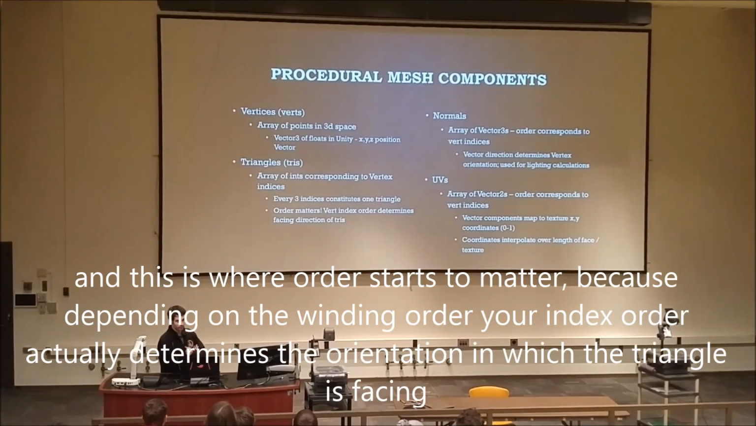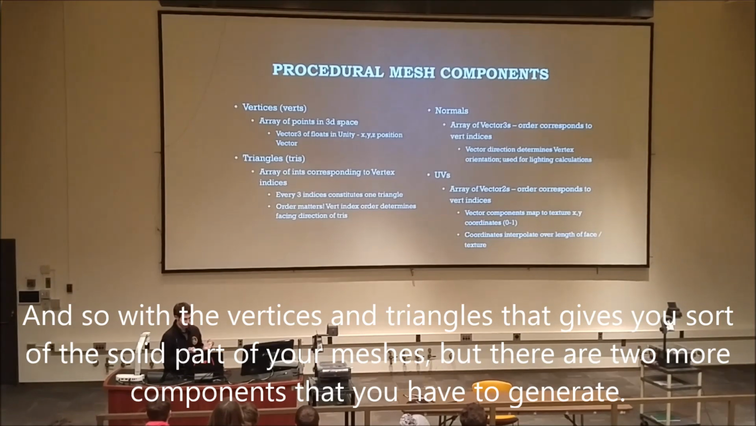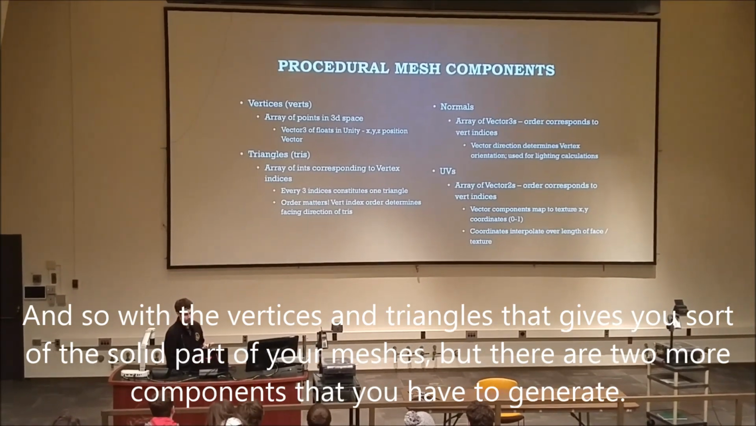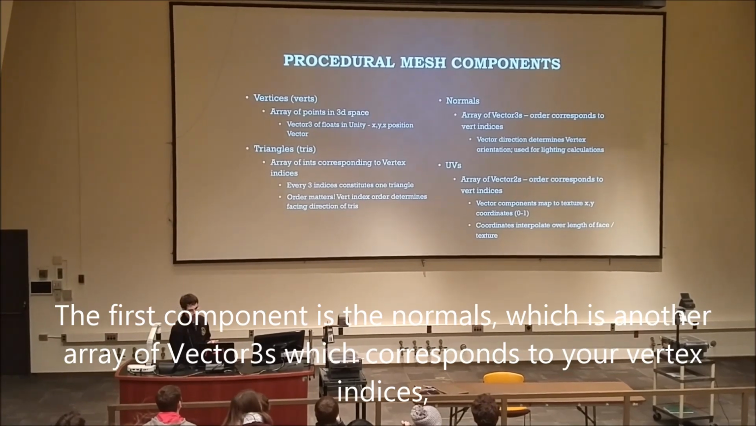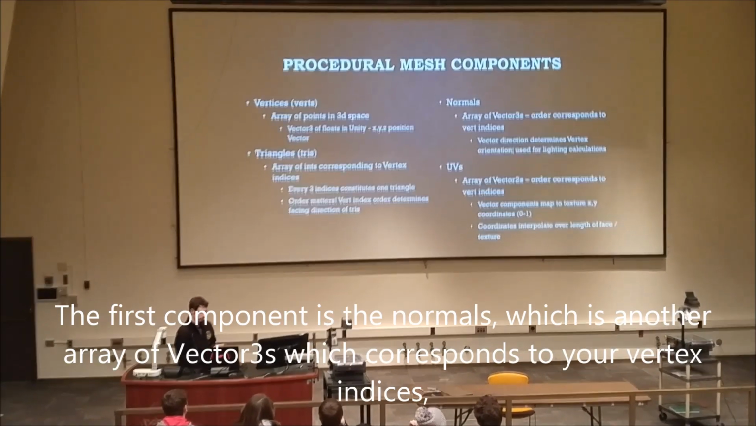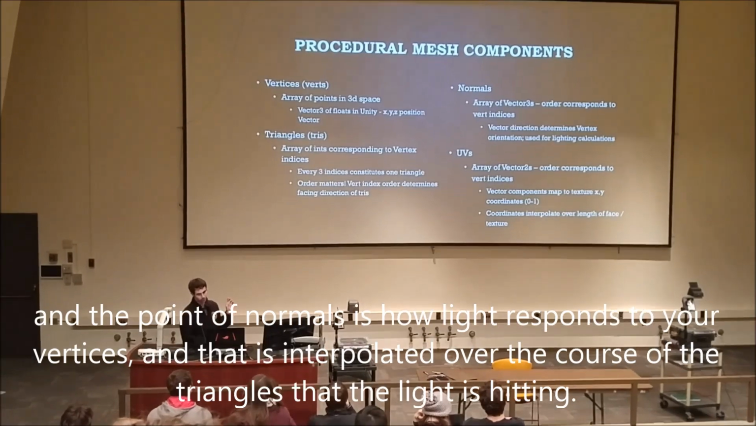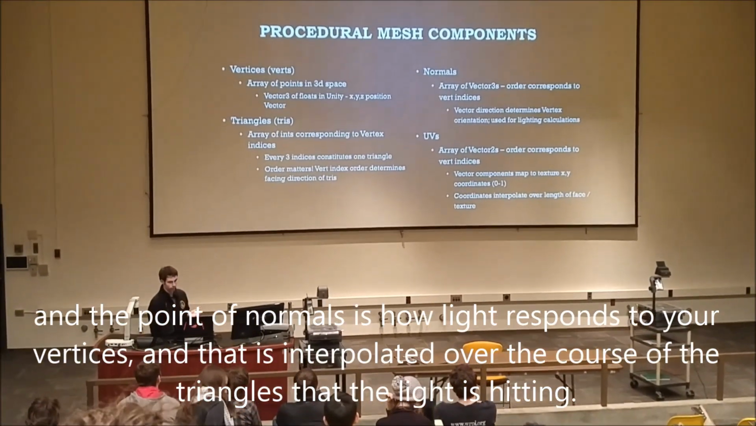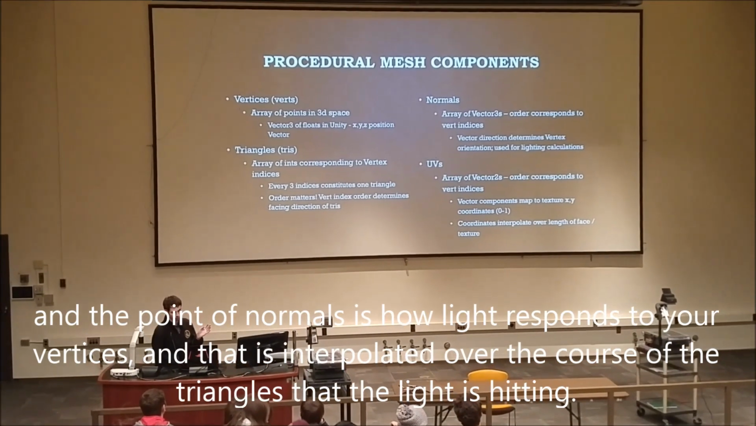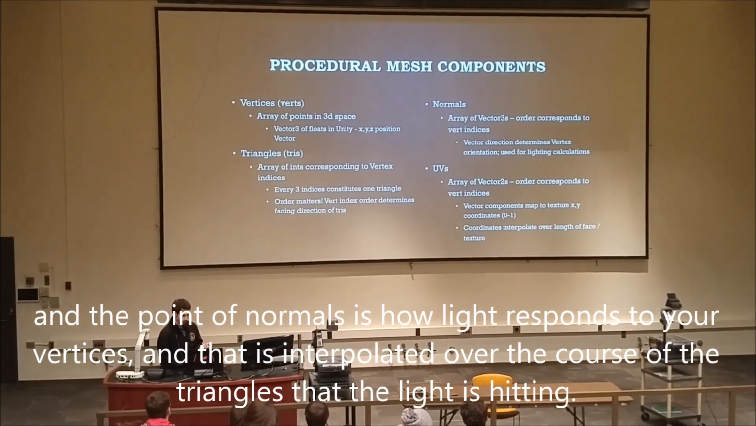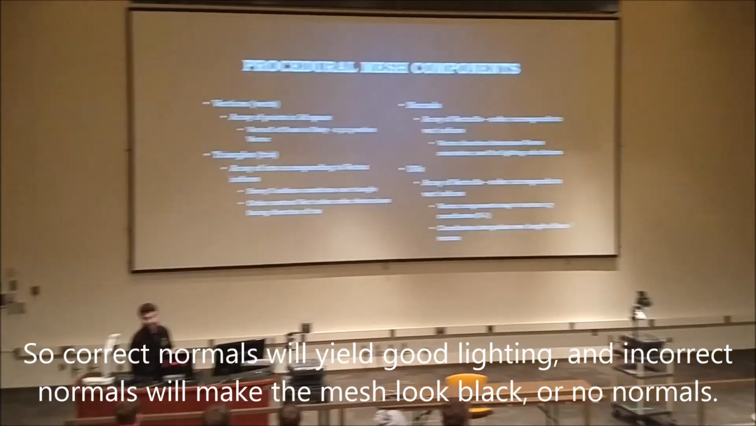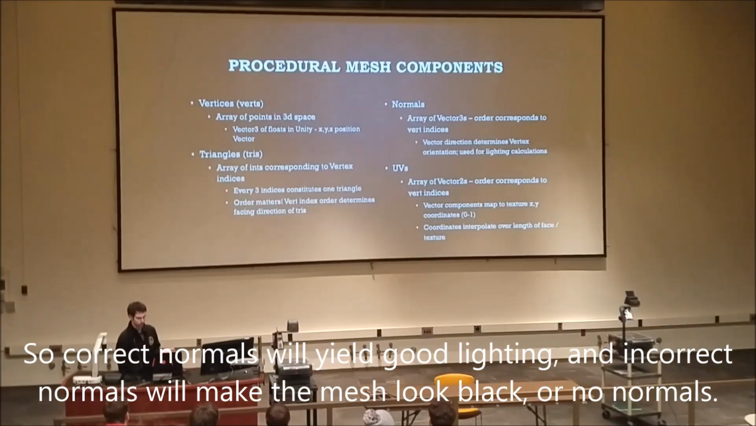And so the vertices and triangles give you the solid part of your mesh. But there are two more components to actually see it. The first is the normals, which is again an array of Vector3s and it corresponds to the vertices. The point of normals is how light responds to your vertices, and that's interpolated over the course of the triangles they're connected to. So correct normals will give good lighting, and incorrect normals will make your mesh go black.